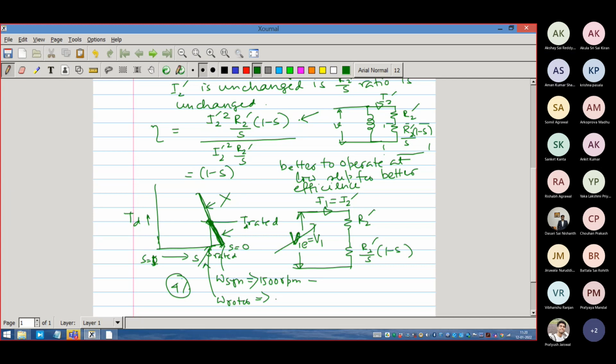1440, right? (1 minus S) into 1500, so that is equal to (1 minus 0.04) into 1500. So we can see that 1500 into 0.04 is 60 RPM, so it will drop by 60 RPM. So this will be about 1440 RPM, right? So up to 1440 RPM, any speed variation I can do. I can vary speed from 1500 to 1440 RPM.